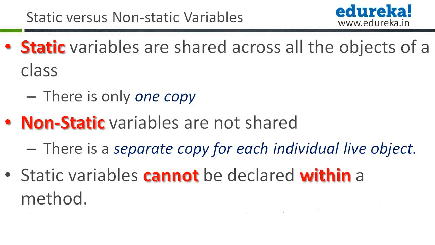Now you know what is a variable, but what is a static or a non-static variable? Static variables are shared across all the objects of a class. There is only one copy present. So static variables are used all over the application. They could be used anywhere. There's only one copy present.